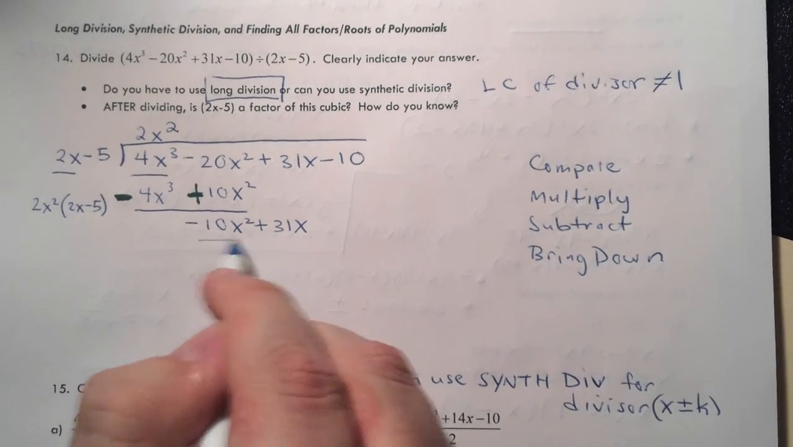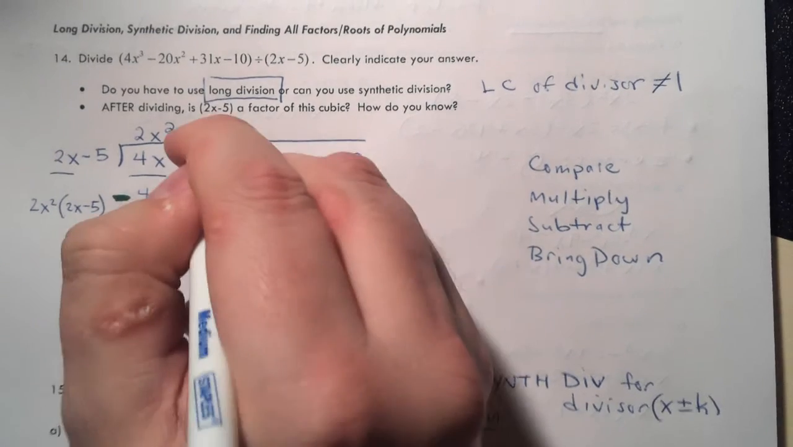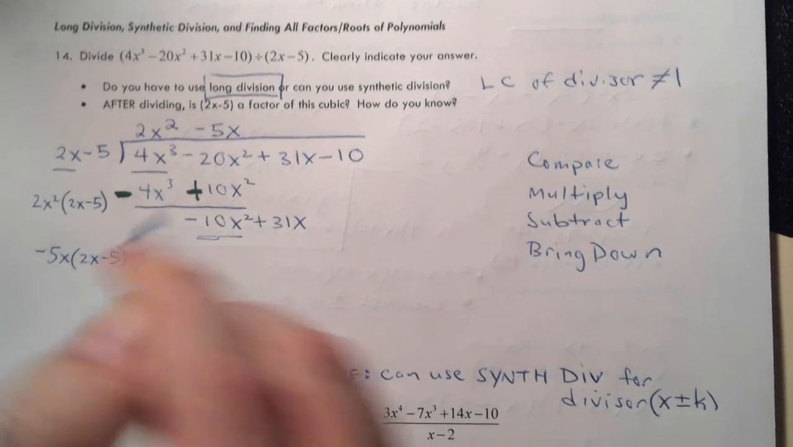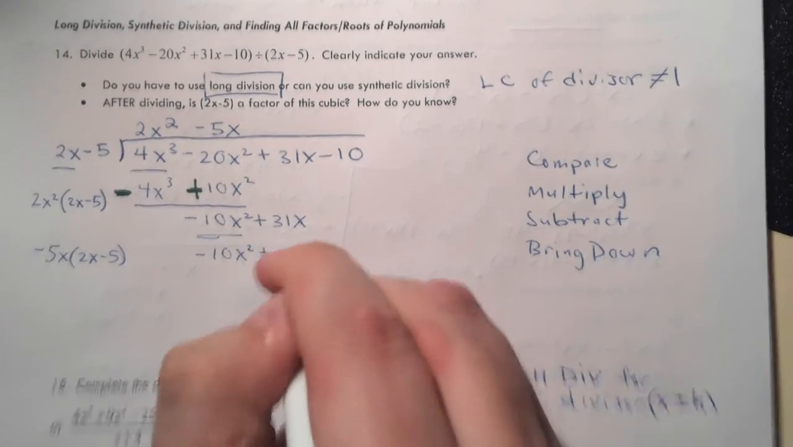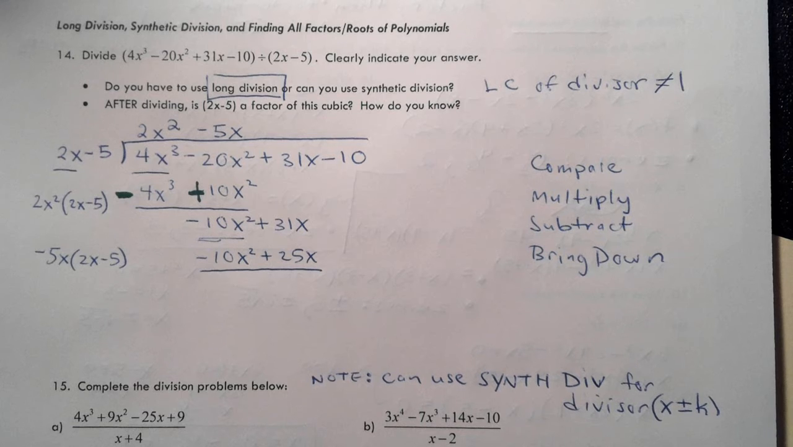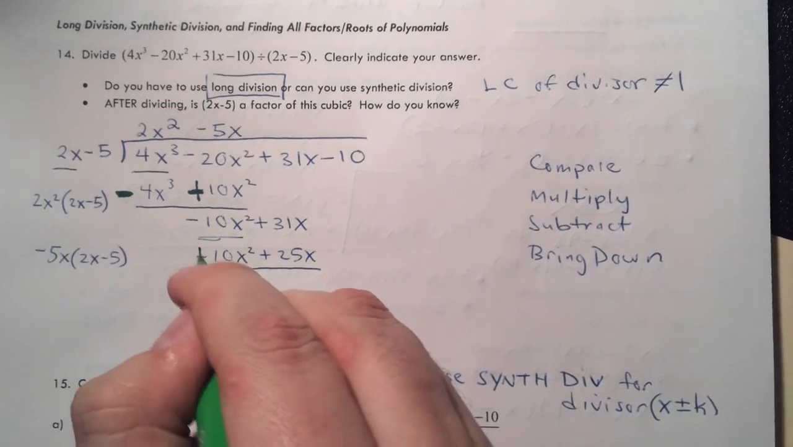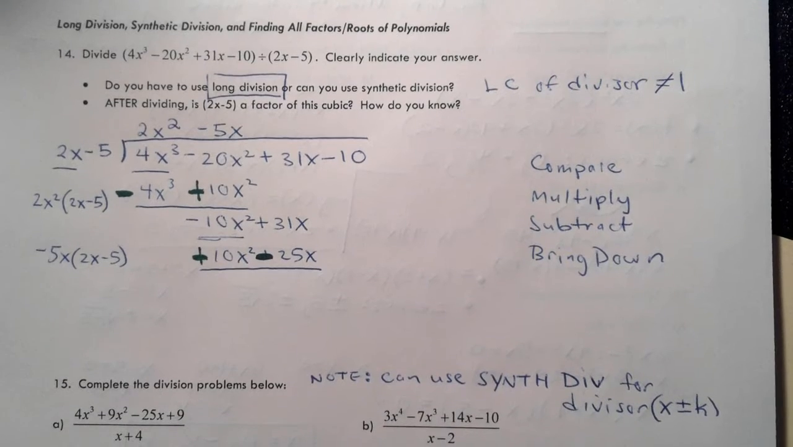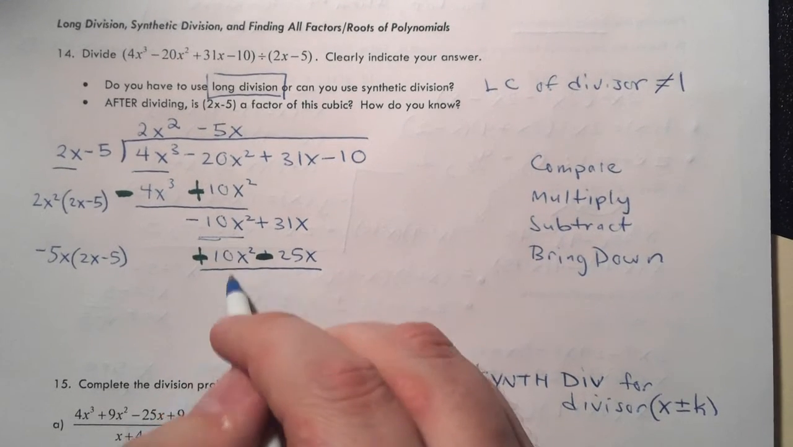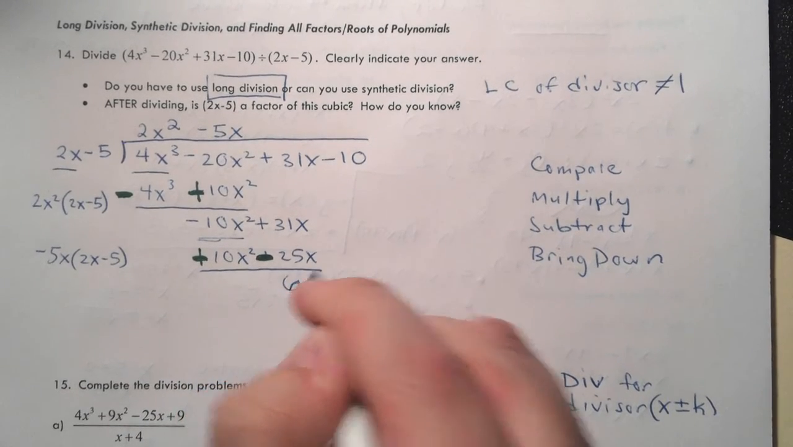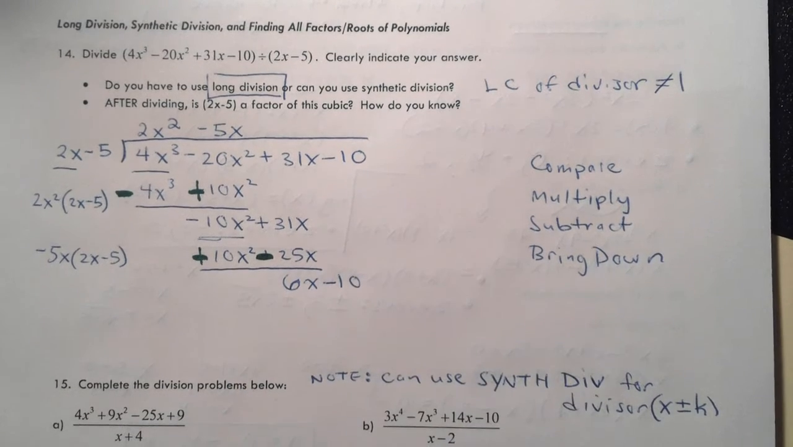Now I repeat this process over again. 2x into negative 10x squared is negative 5x. I multiply, and what do I get? Negative 5x times 2x minus 5 gives me negative 10x squared plus 25x. And I subtract. This will then give me 0, that's the idea for the leading terms, and here I get 6x, not 0, 6x. I bring down the negative 10.